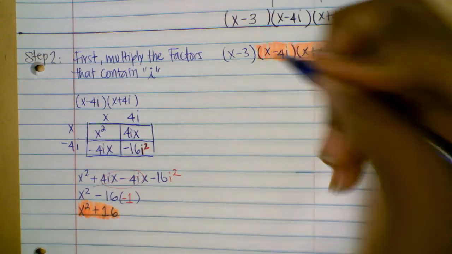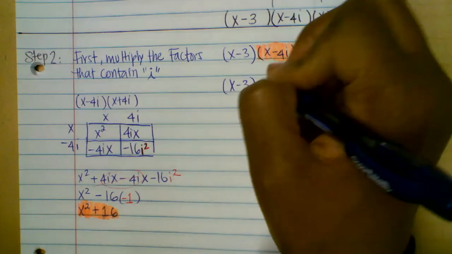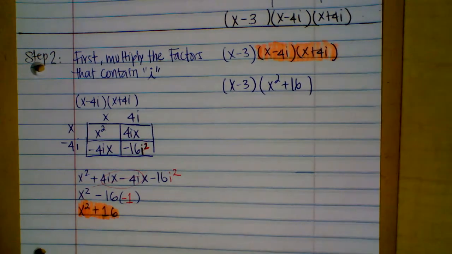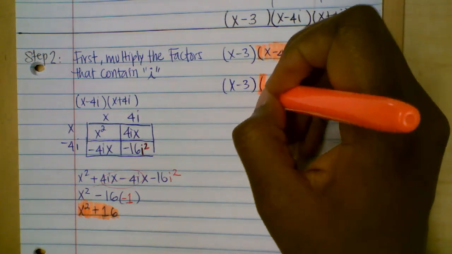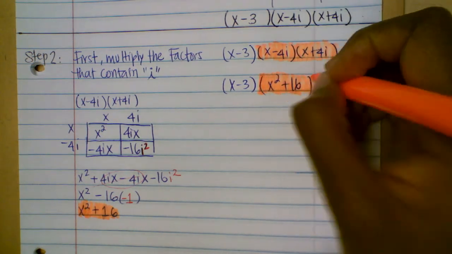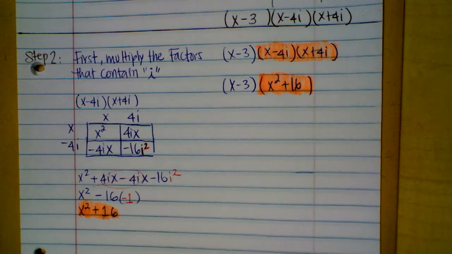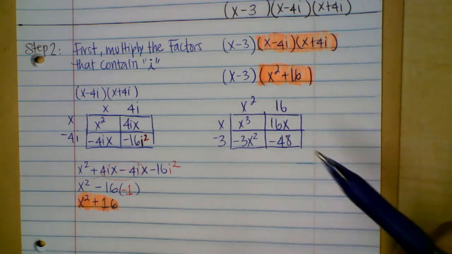So let's continue. You're not done multiplying. Remember, we figured out that this is the product, x squared plus 16. Now, next, you have to keep multiplying. You're going to multiply those two factors together. That will be the last multiplication. And you can use the box method again or the distributive property. So we multiply and multiply.